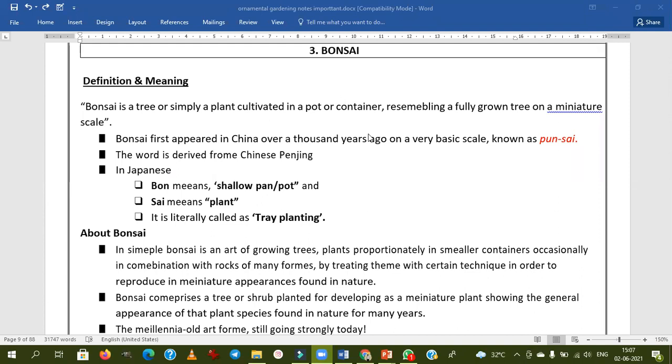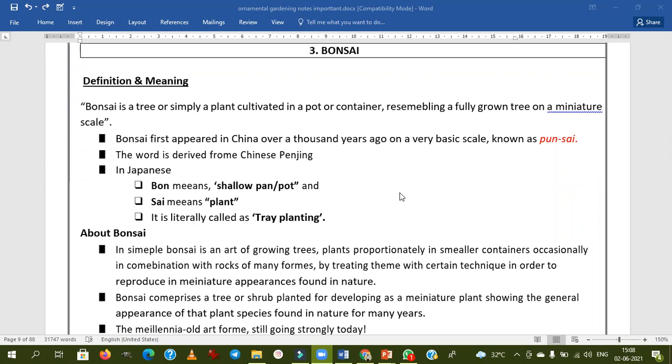With respect to competitive exams, mainly JRF or SRF, the questions from bonsai will mainly be objective type, maybe one or two, and direct questions, not very in-depth. Mainly they deal with the types of bonsai, where it is popular, where it originated, which species are suitable, or which special horticultural practices are followed in bonsai. Today we will discuss all the related concepts of bonsai.